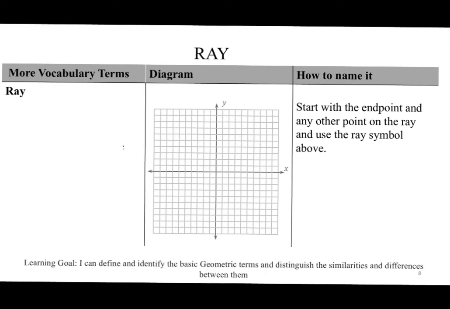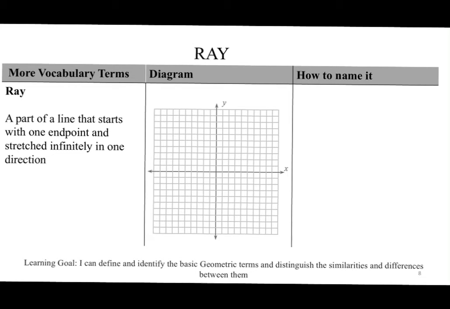The next term we're going to talk about is a ray. A ray is a part of a line that starts with one endpoint and stretches infinitely in one direction. So for our diagram, we can draw a figure something like this, where on one end it does have an endpoint, which we can call maybe point A, and on the other end, however, it's going to have an arrow representing that it keeps going on forever. And just like before, our ray can contain as many points as you can imagine, so why don't we go ahead and put point B here.